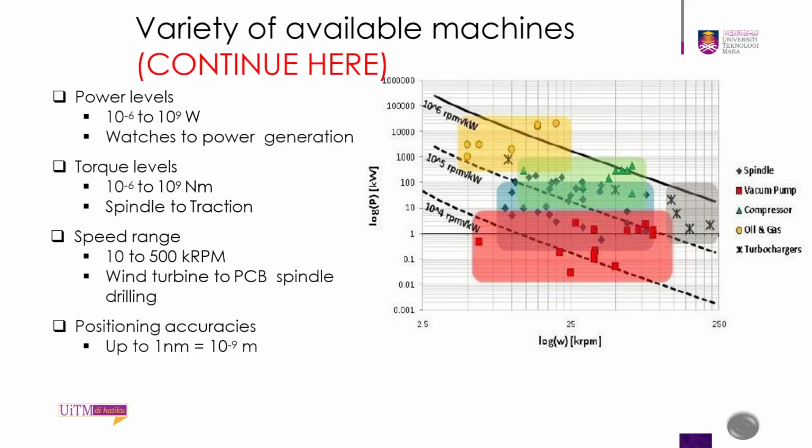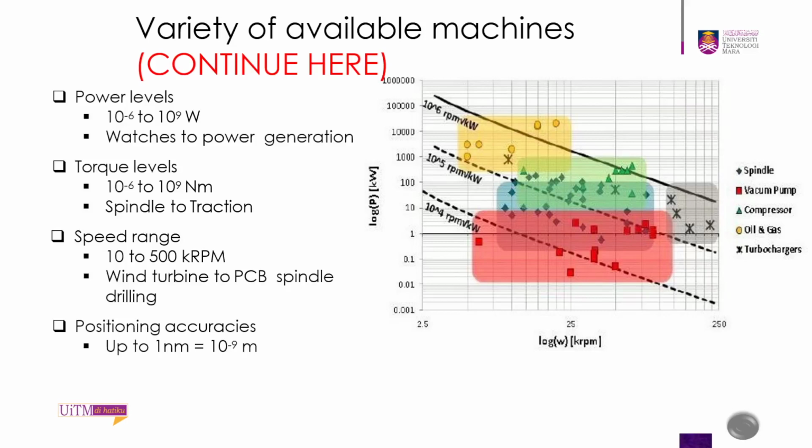The available machines have different types, different shapes, and different sizes, and they are actually characterized by, number one, power levels, torque levels, speed range, and positioning accuracies. So for the power levels, you can start with a microwatt to 10 to the power of 9 watt, which is more than 100 megawatts, isn't it?